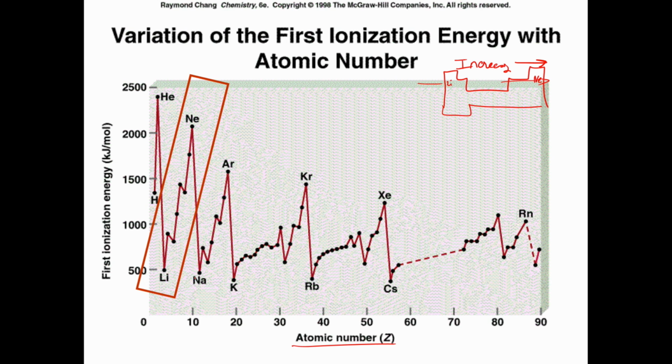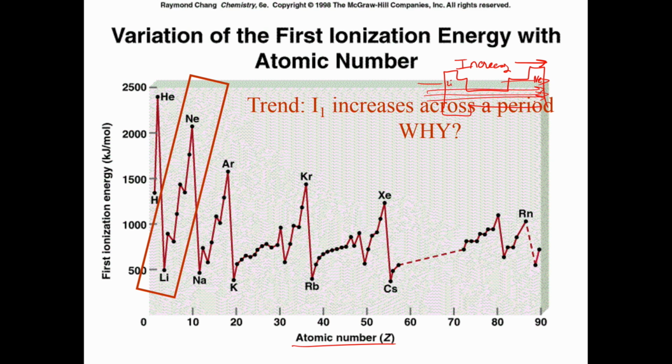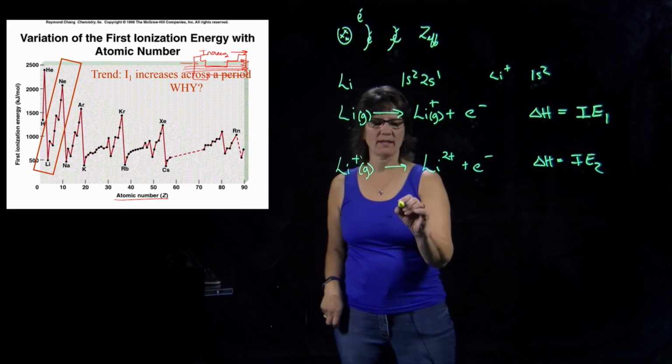That's true for the next group, sodium to argon, it's increasing. It's true from potassium to krypton, it's increasing. So as we go across rubidium to xenon, we see a general trend of it increasing as you move from left to right across the periodic table. Okay? Why would this trend be? Well, what did we know about the size trend as we go across the periodic table?